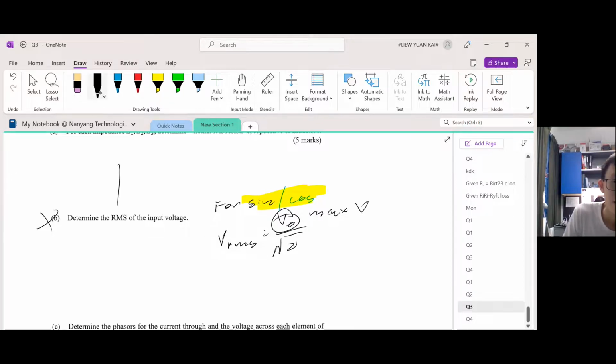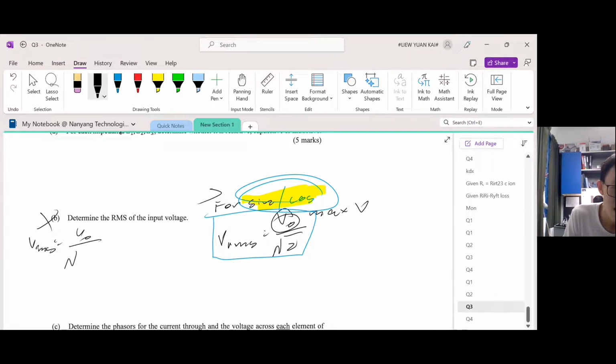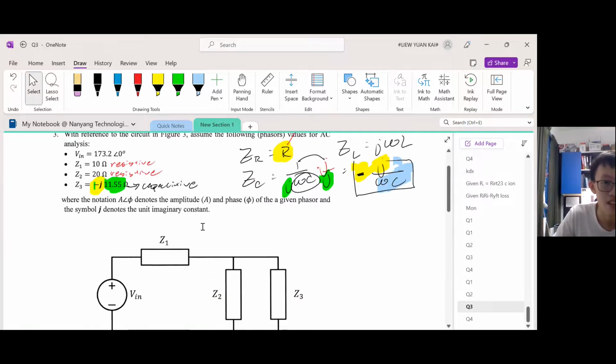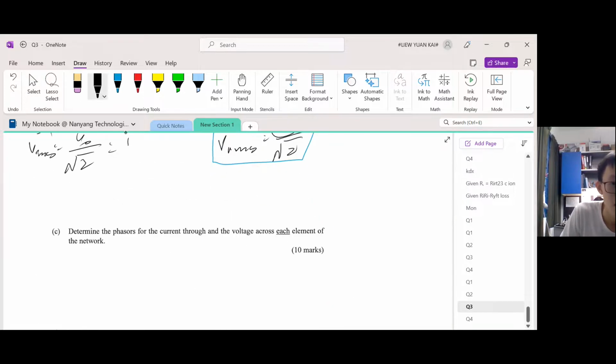This is only for sine and cosine. If your voltage varies like this, or anything other than cosine or sine, you cannot use this result. This is a special result only reserved for sine or cosine. Anything else, you must use the definition. So for this, you just tell them V RMS is this, and then you plug it in. I think the number is 173.2. And then the answer is this.